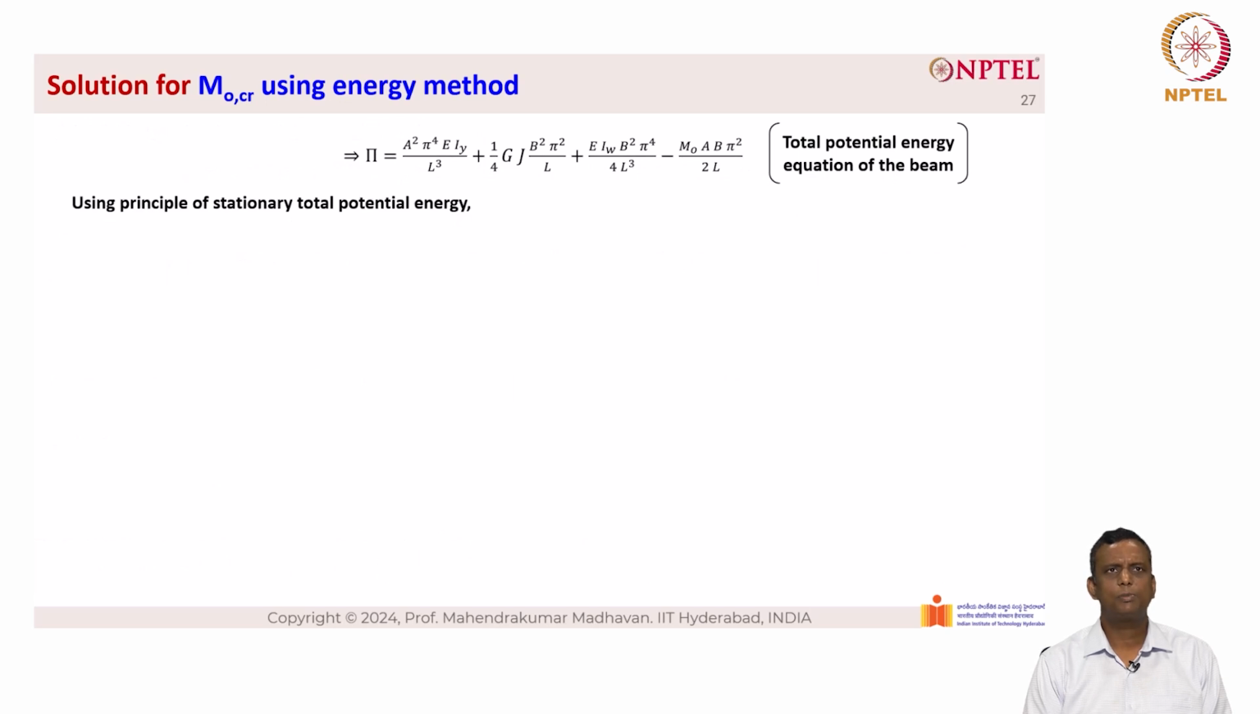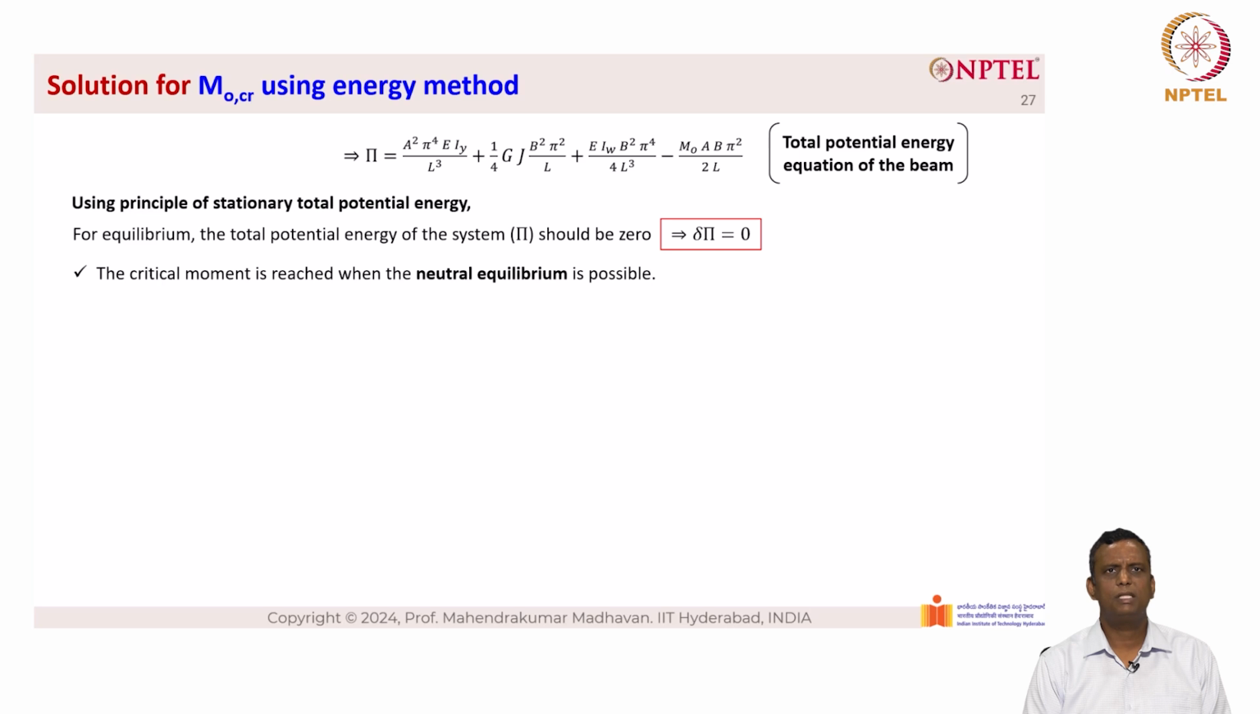So using the principle of stationary total potential energy for equilibrium, the total potential energy of the system pi should be equal to 0, which means that del pi is equal to 0. So the critical moment is reached when the neutral equilibrium is possible. The requirement for neutral equilibrium is that the partial derivative of pi with respect to a and b should vanish.